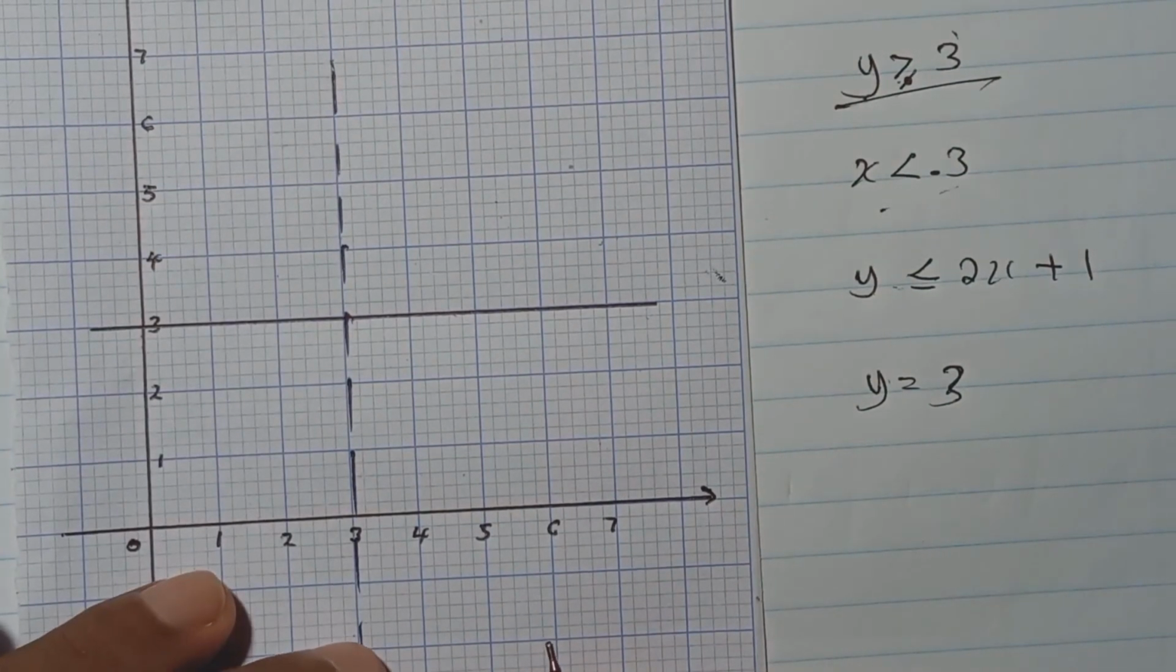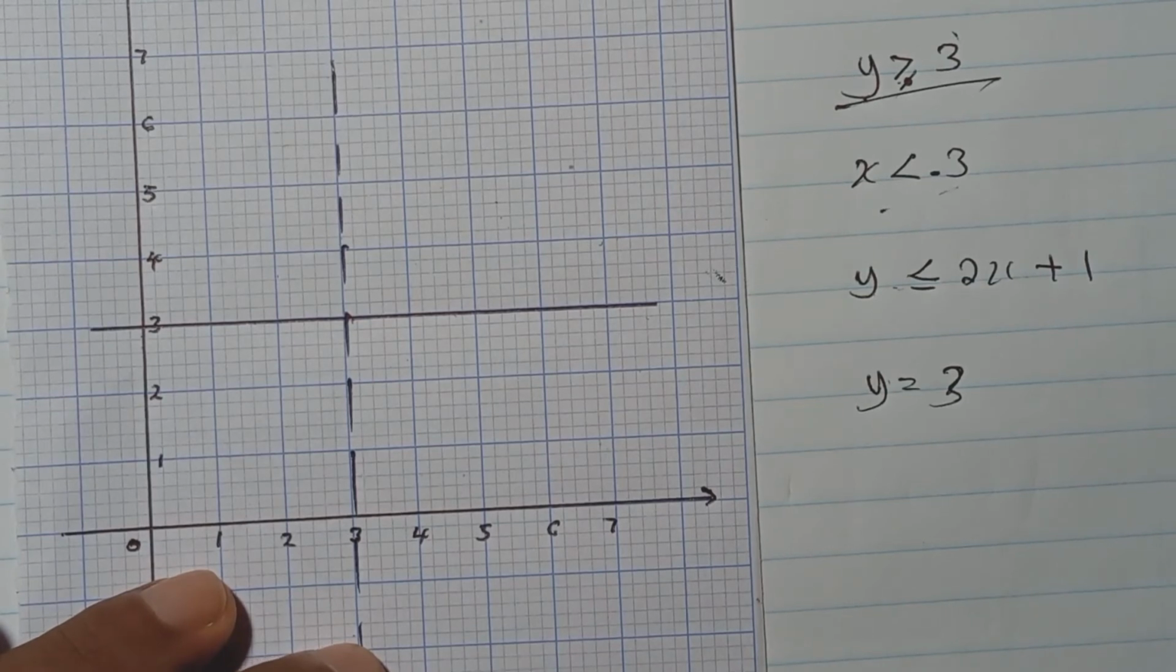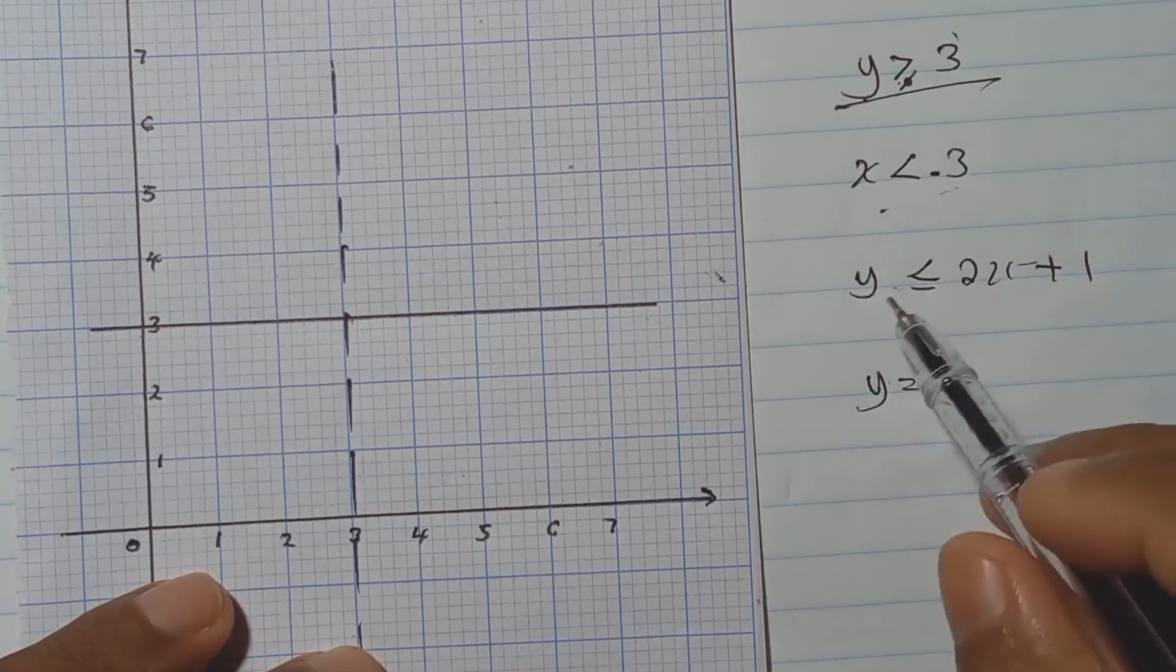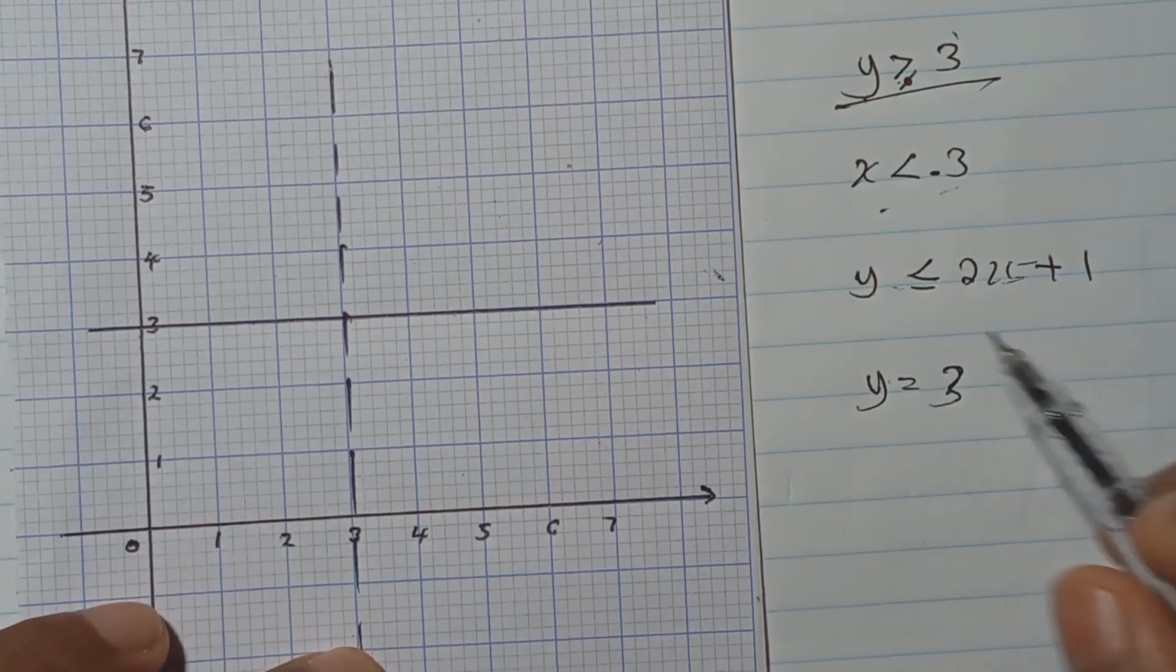Okay, then after that what do you have to do, right? Now you need to draw this one, this line, right? This line you have to draw. Then how to draw this one?